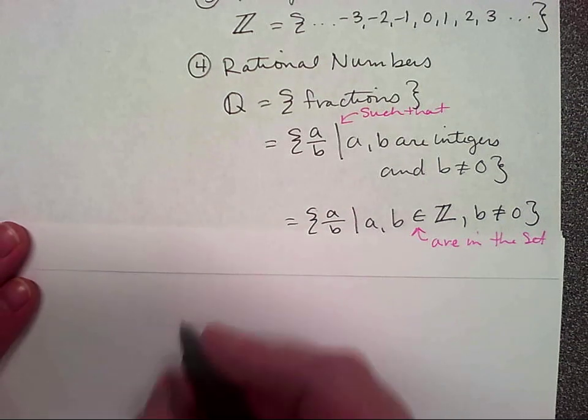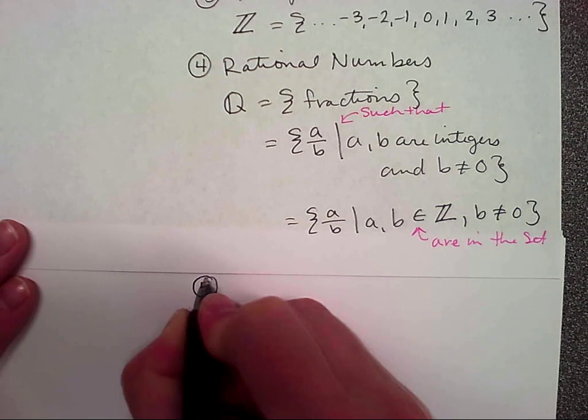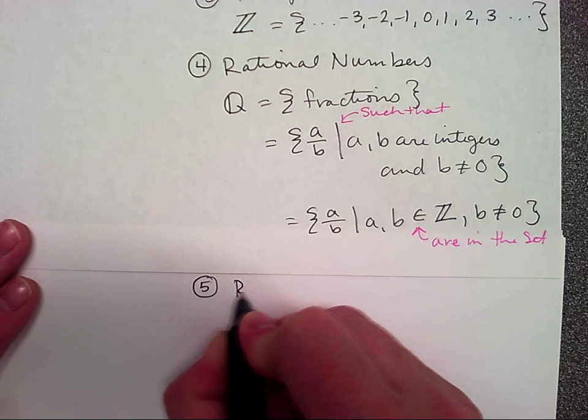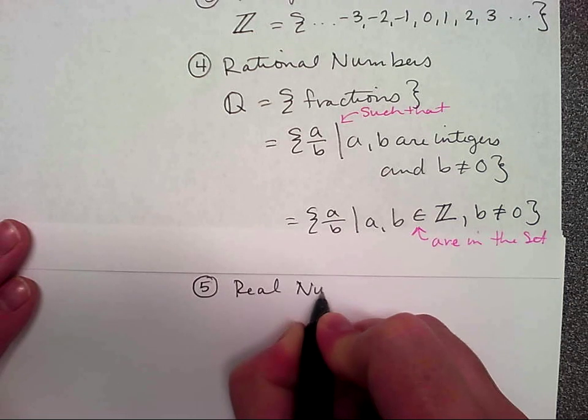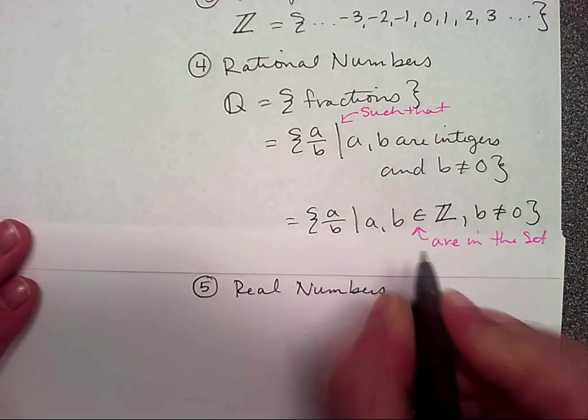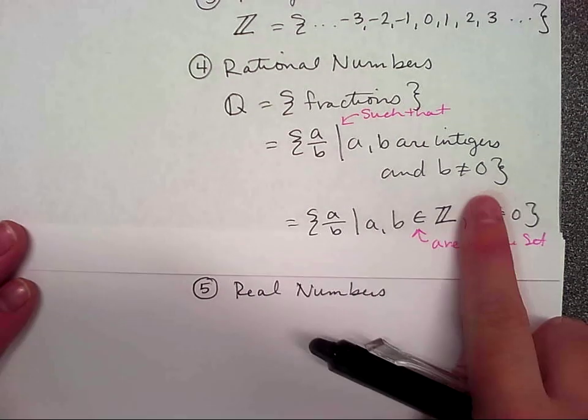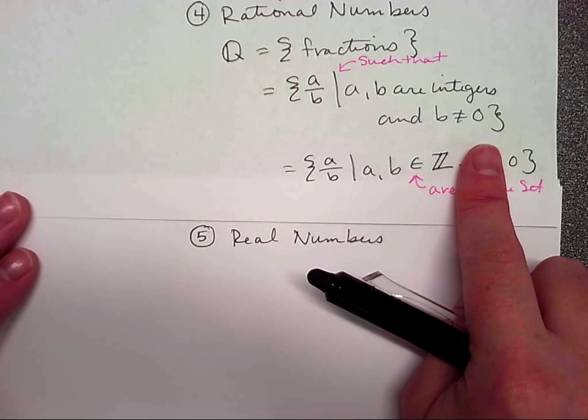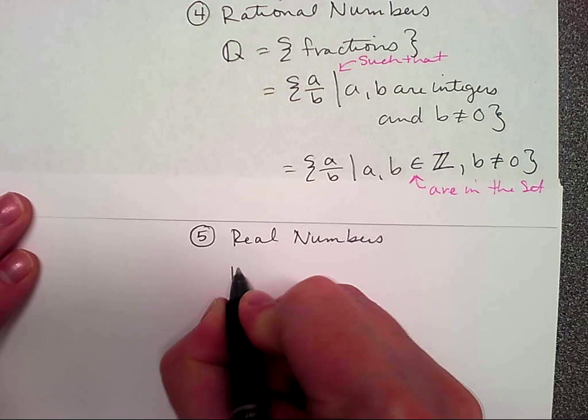Okay. 5. The real numbers. Does anybody remember what we said the real numbers were? It's written with a fancy R.